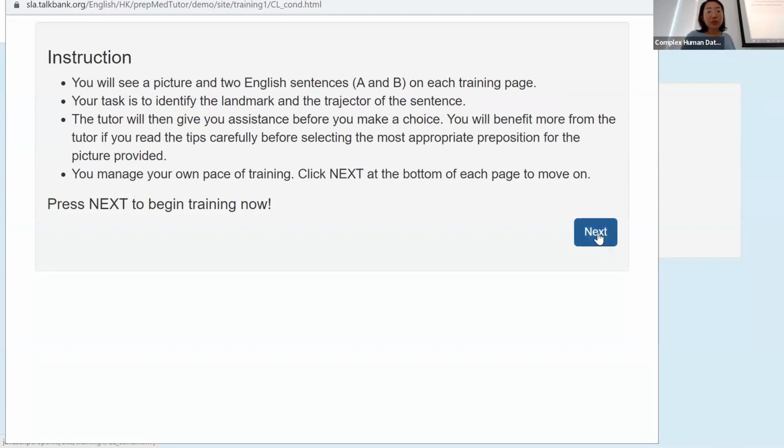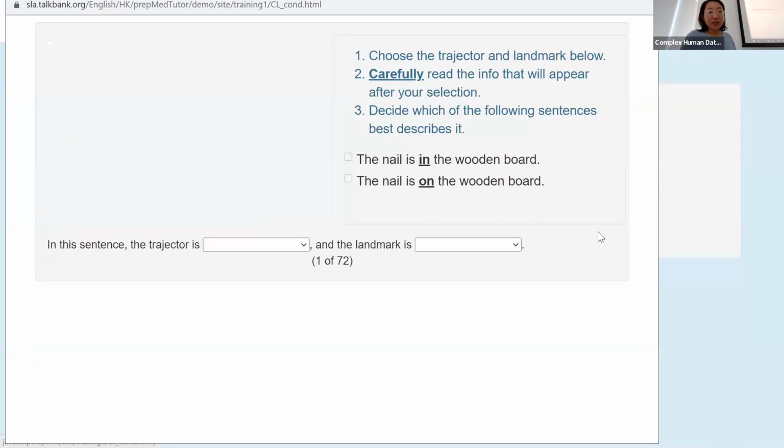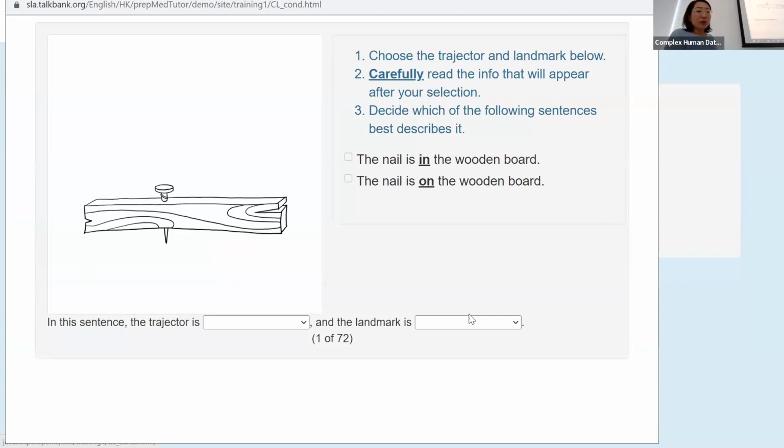So in this version, the task that they go through during training is essentially a picture-sentence matching task. So they see a picture, and then they see two sentences on the right-hand side. The nail is in the wooden board, the nail is on the wooden board.